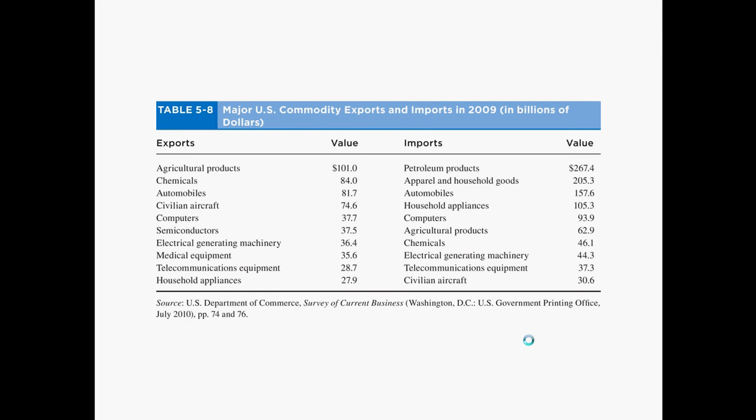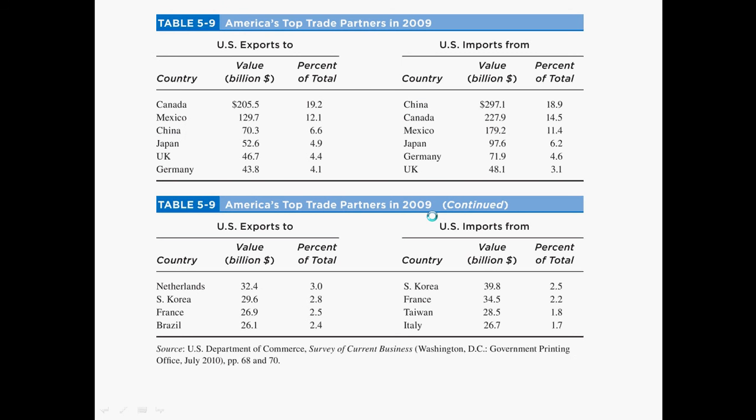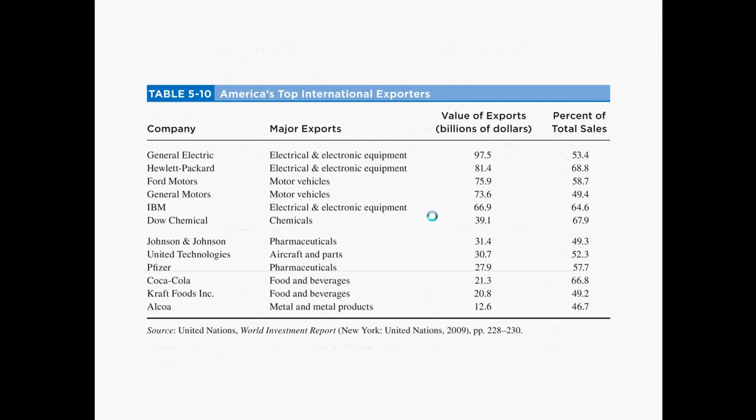So, this is basically just some data on exports and imports in 2009, major U.S. exports. We export agricultural products, chemicals, automobiles, civilian aircraft. Major imports: petroleum products, apparel, automobiles, household appliances. Top trade partners. I'm not sure exactly. I don't remember exactly why they include this.